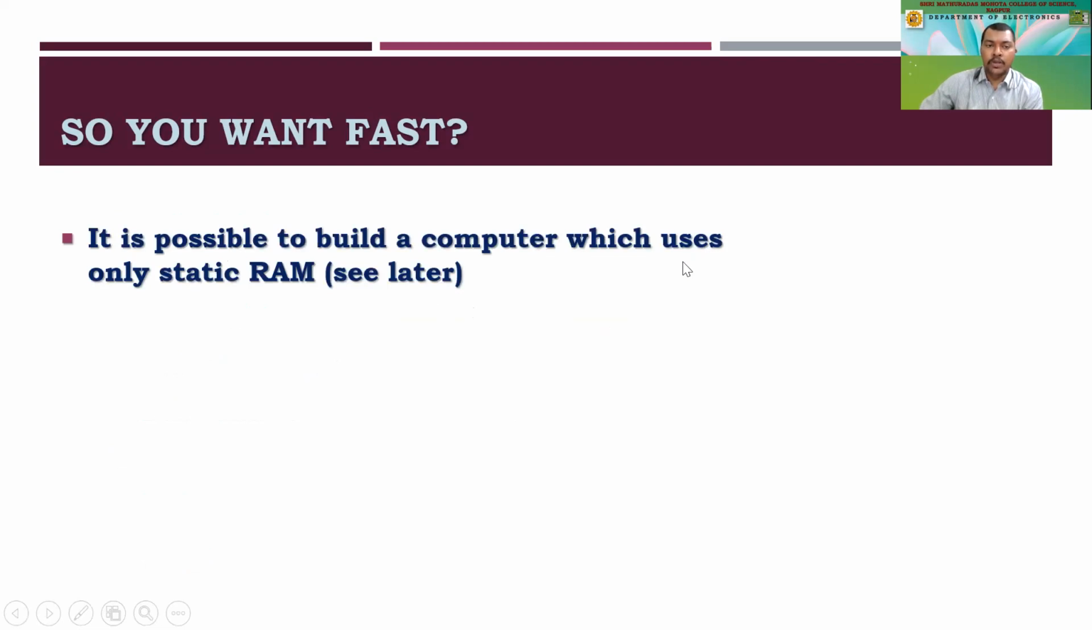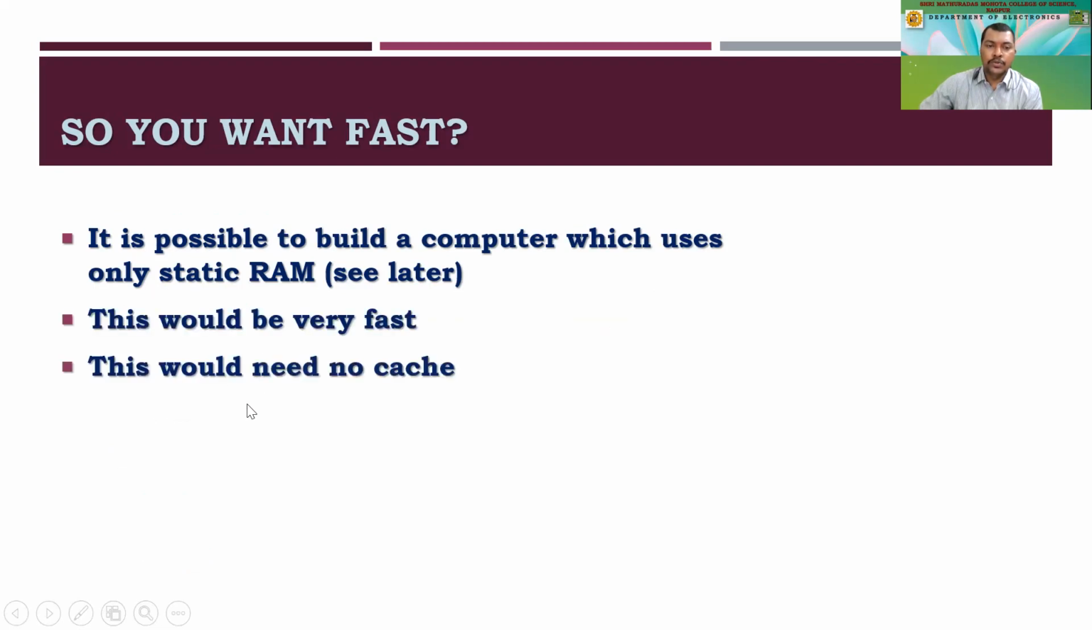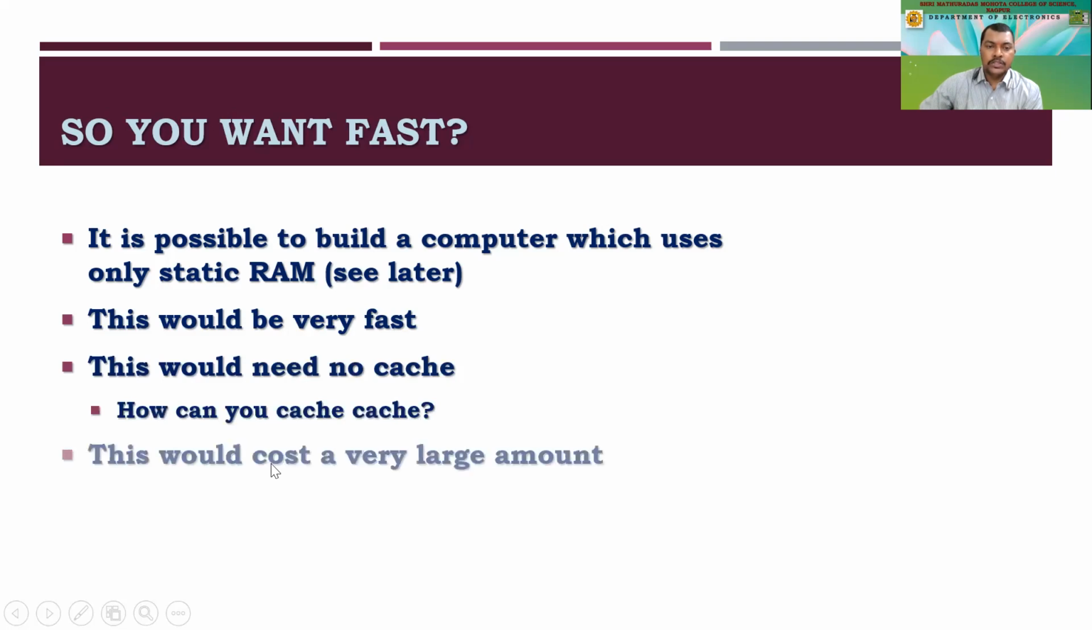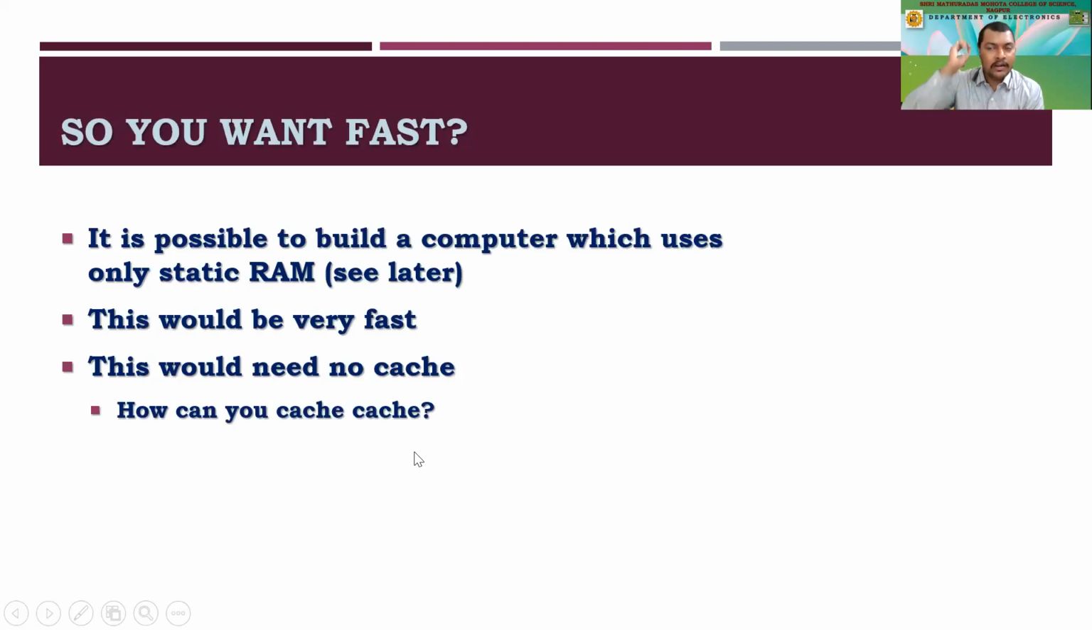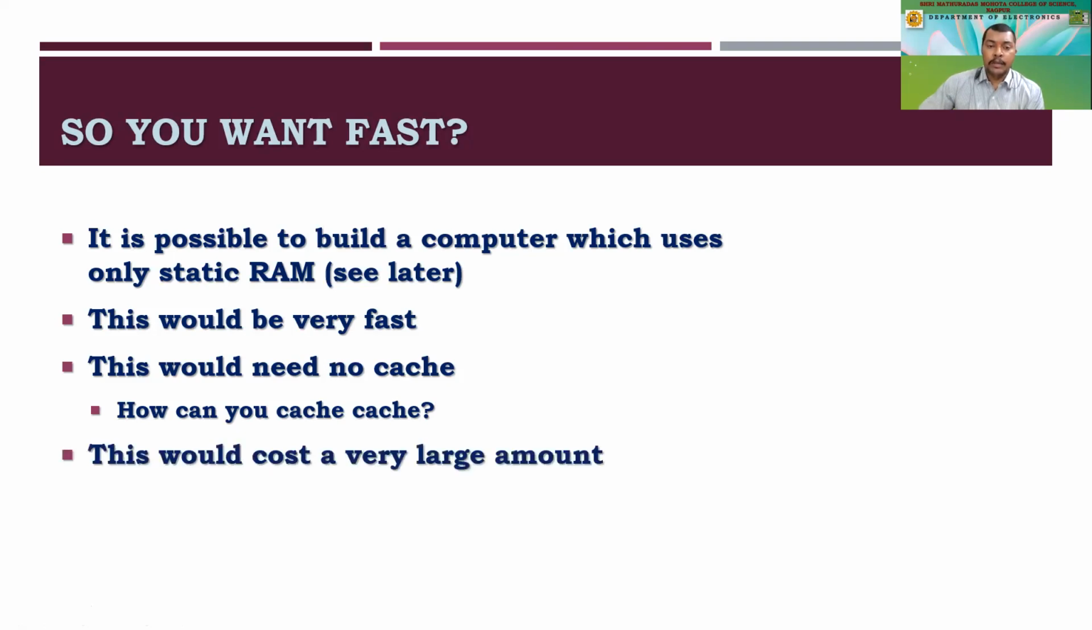It is possible to build a computer which uses only static RAM, right? We'll see later why we call it static RAM. This would be very fast, and it would need no cache. How can you cache a cache, right? And this would cost a very large amount. If you are not using an erasable memory, then you are using a static memory, which is not going to change. That implies it will be very fast, but it will be expensive, and we will not be able to change it, right? So we need this type of structure.